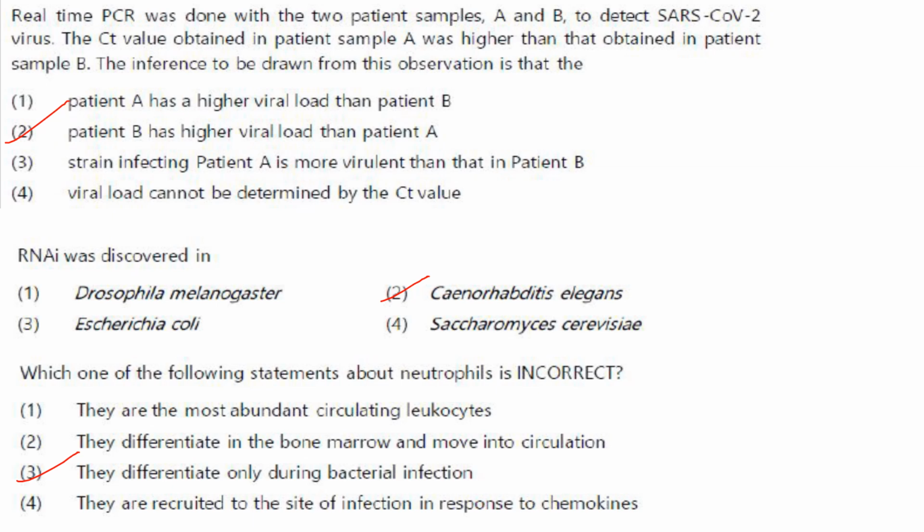RNAi was discovered in Caenorhabditis elegans. Answer is option 2. Which of the following statements about neutrophils is incorrect?